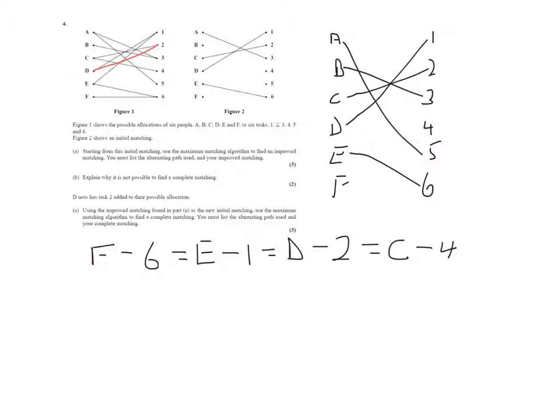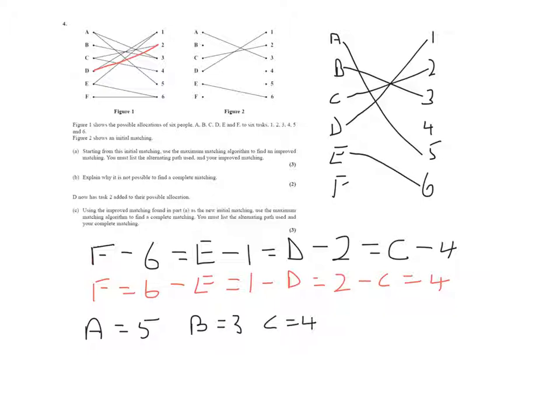So now we go through this again, and then we replace all the minuses with equals and all the equals with minuses. So it sounds a bit trivial, but this is the most important part because this shows us the solution. And then the final, we need to list the complete matching. So person A is still doing 5. B is still doing 3. C is now doing 4. D is now doing 2. E is now doing 1. And F is now doing 6. So that's the complete matching.